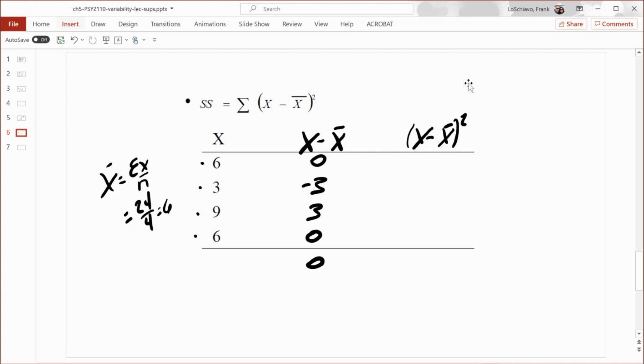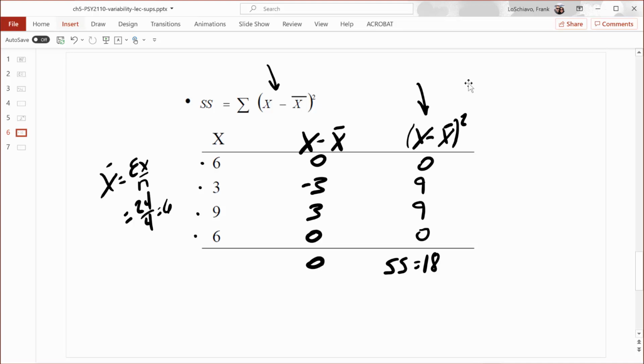I need to find squared deviation scores. So let's go ahead and square each value. 0 squared is 0, then we have 9, 9, and 0. Now we ask ourselves, do we have a column labeled with what we've been asked to sum up? And we do. So let's go ahead and sum it up. In this case, we'd find that sum of squares equals 9 plus 9, which is 18. It's that easy, my friends.